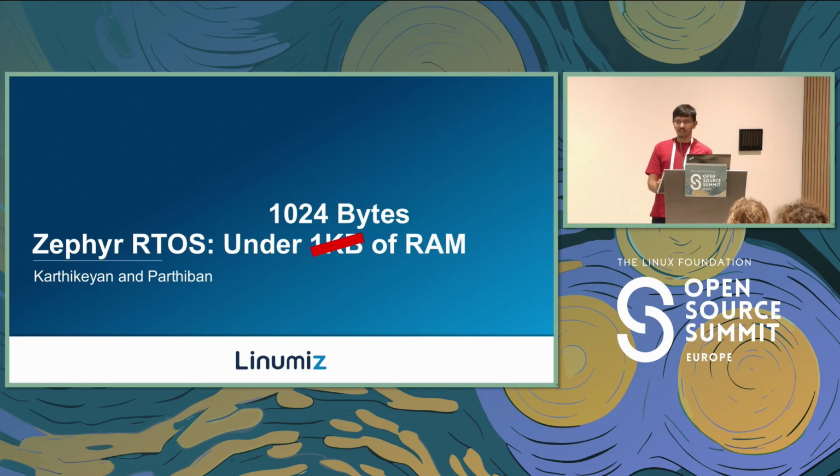Eventually, 1 kilobit is a huge value to speak, so let's speak another way: 1024 bytes. How to squeeze Zephyr under 1024 bytes. That's what we're going to speak about.